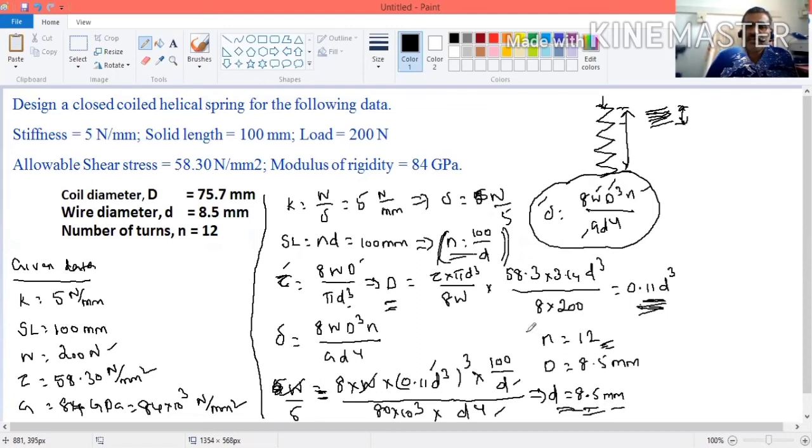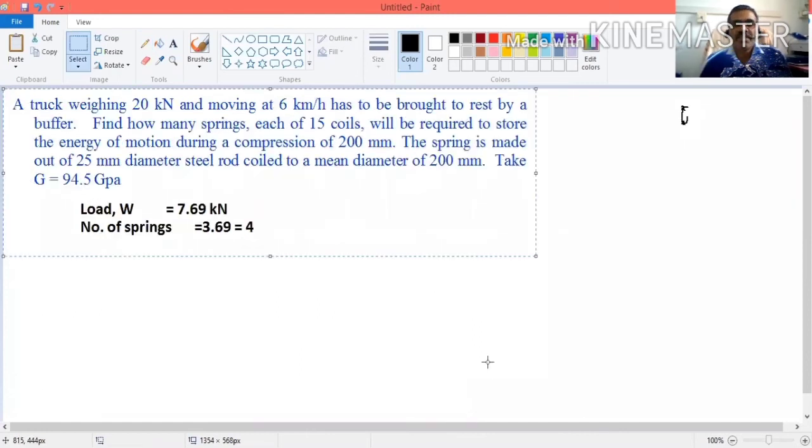If you are asked to design the spring, then you calculate small d, capital D, and n. These are all the data you have to calculate. This is another important, interesting problem.